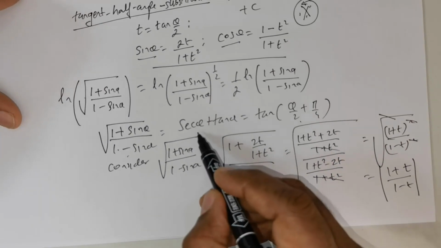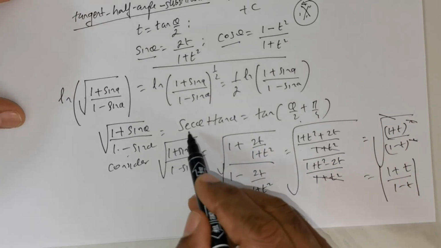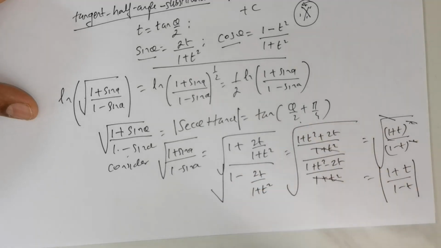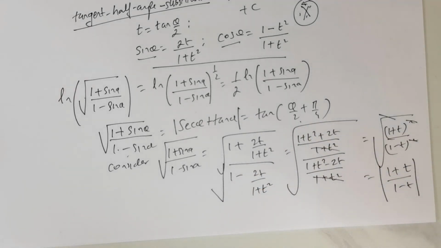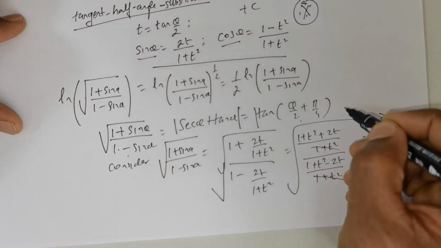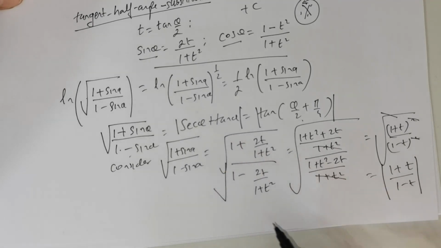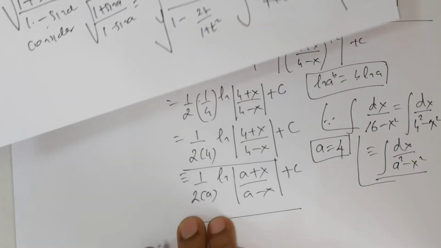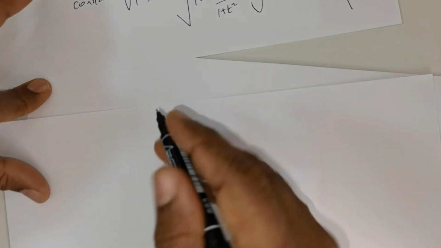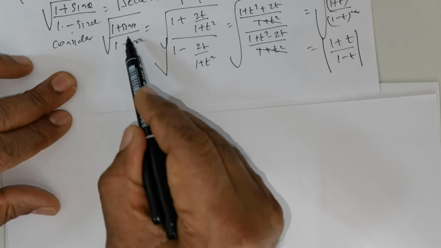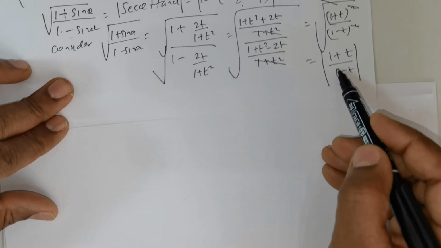Now let me see what exactly I get for secant theta plus tan theta. I will put them in the modulus sign. Now the all-important question comes: how are we going to handle secant theta plus tan theta? Let me go to the next page and handle that. This is what I've got: the square root of (1 plus sine theta) divided by (1 minus sine theta) leads me to this quantity.